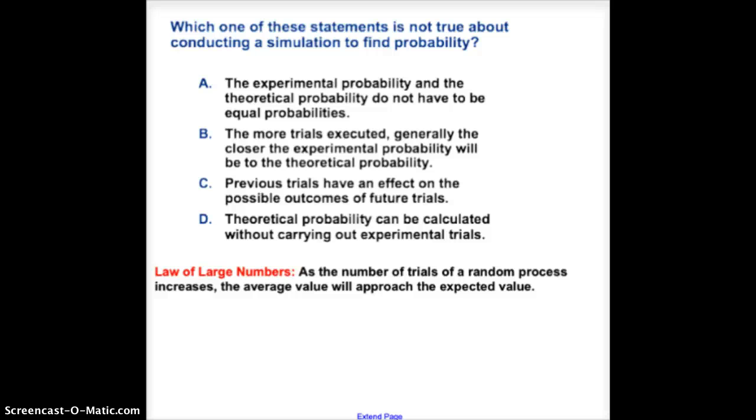And then last one, D: theoretical probability we calculate without carrying out any experimental trials. This one's 100% true because today was the first day we've done experimental trials and we've done theoretical probability for a couple of days. So that one's definitely true. And the last part, law of large numbers: as you do more trials, the closer your experimental is going to move towards your theoretical, and the better simulation you're going to have. So more trials, the better.